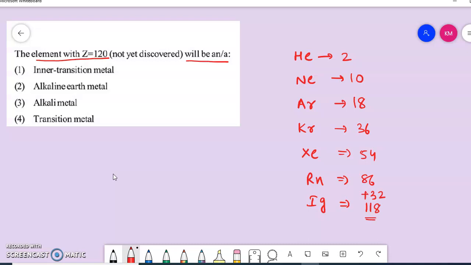Next, 120 means 120 electrons. Still 2 more electrons are there. The 119th electron enters into 8s, that is 8s1, and the 120th electron will be 8s2. So 8s2 means it has the configuration ns2. The ns2 configuration is possible for which elements? Alkaline earth metals. And the element with atomic number 120 will be an alkaline earth metal. Hope you understand, children.